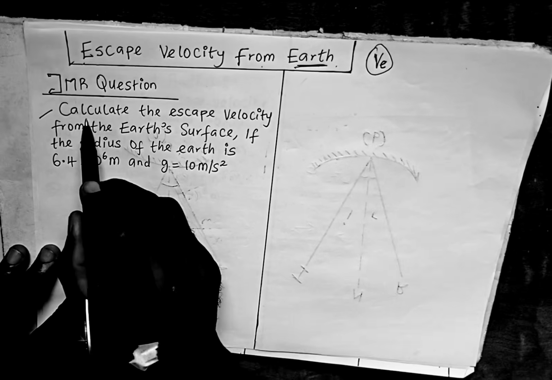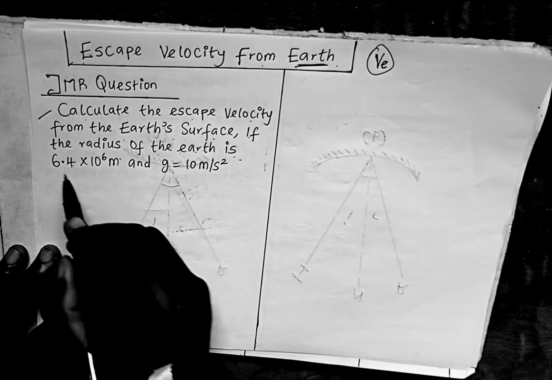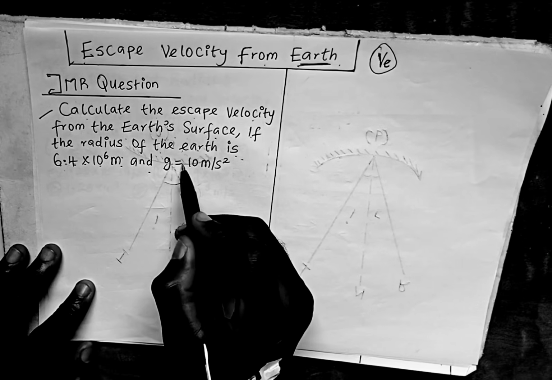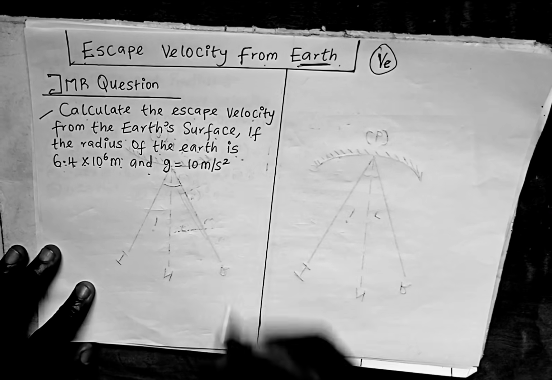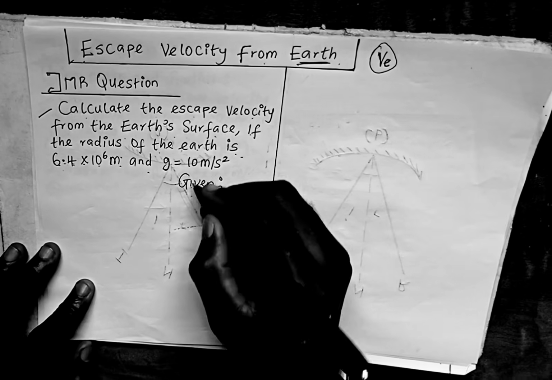So the question reads: calculate the escape velocity from the Earth's surface if the radius of the Earth is 6.4 times 10 raised to power 6 meters, and take acceleration due to gravity equal to 10 meters per second square. Calculate the escape velocity. Given, first thing to do, given.